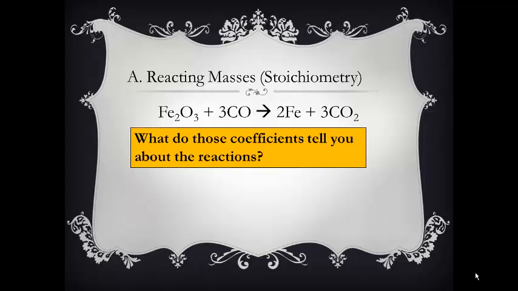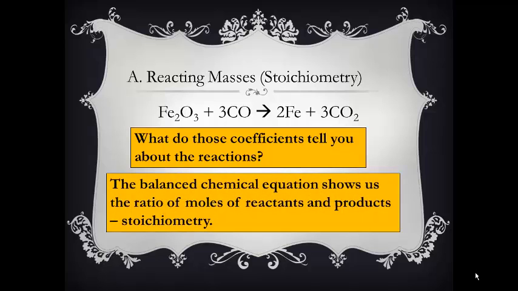So that ratio is always going to be the same. And it's a ratio. It's not always going to be 1, 3, 2, 3 amounts, but the ratio is always going to be 3 to 1, 2 to 3, 3 to 2, stuff like that. So the balanced chemical equation shows us the ratio of moles, and that's what stoichiometry is. It's actual ratios.